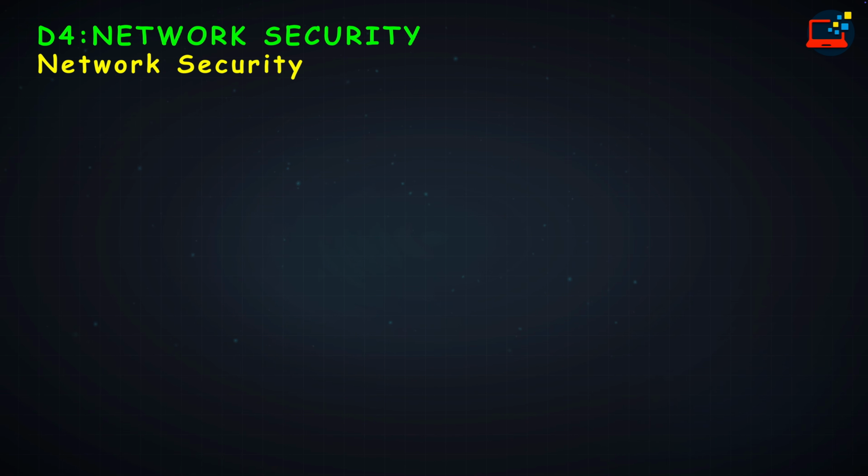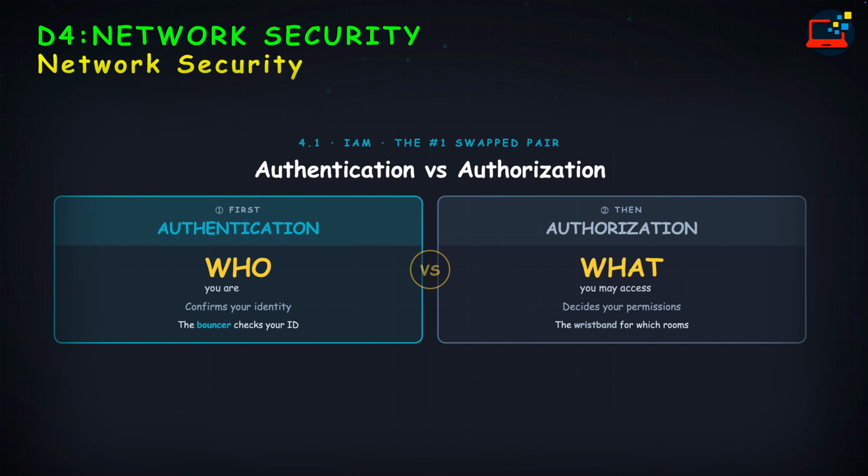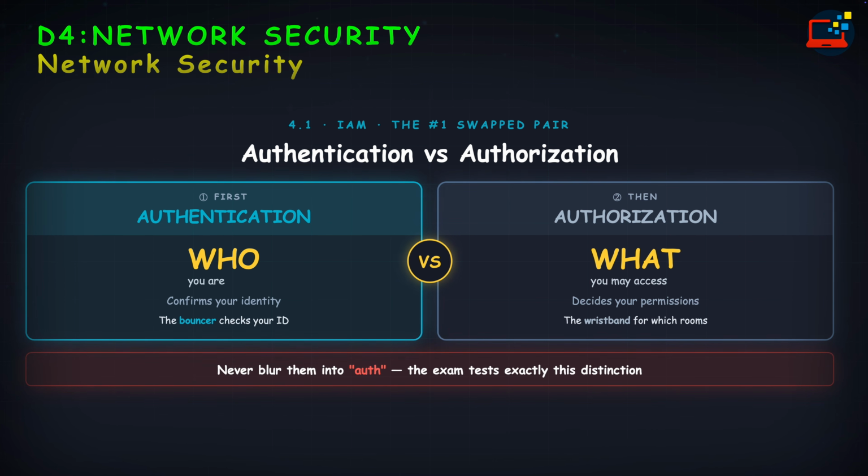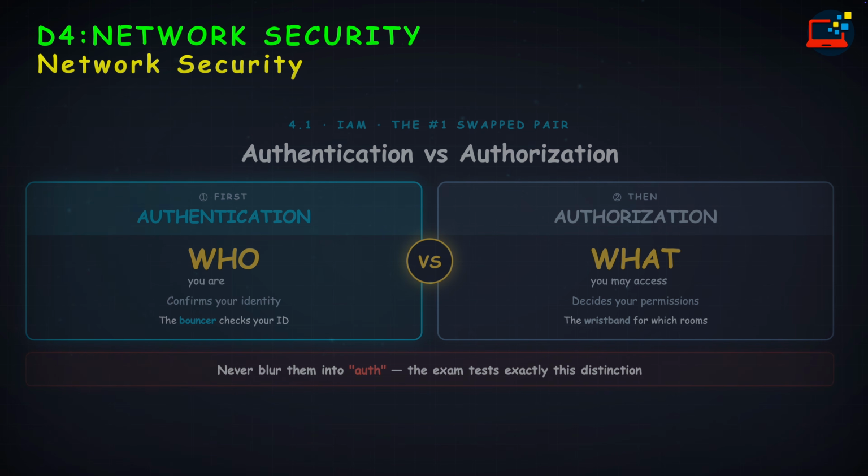And here's the single most swapped pair in the whole domain, authentication versus authorization. They're 1 letter apart and the exam knows it. Authentication confirms who you are. Authorization decides what you may access. The hook? Authentication is who. Authorization is what. You authenticate first, then you're authorized. Never blur them into the word auth on exam day, because the question is testing exactly that distinction.